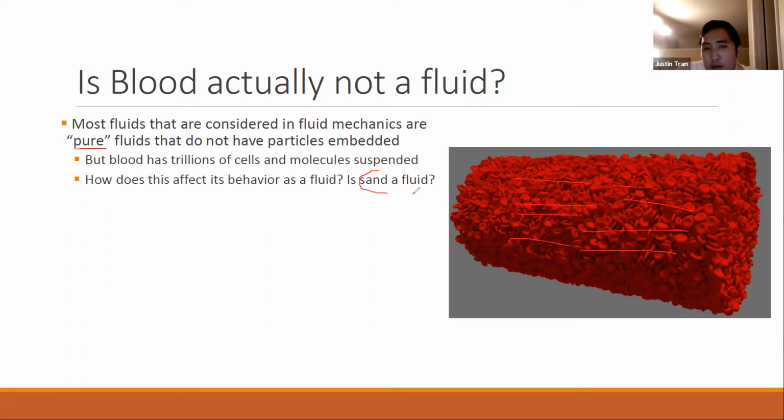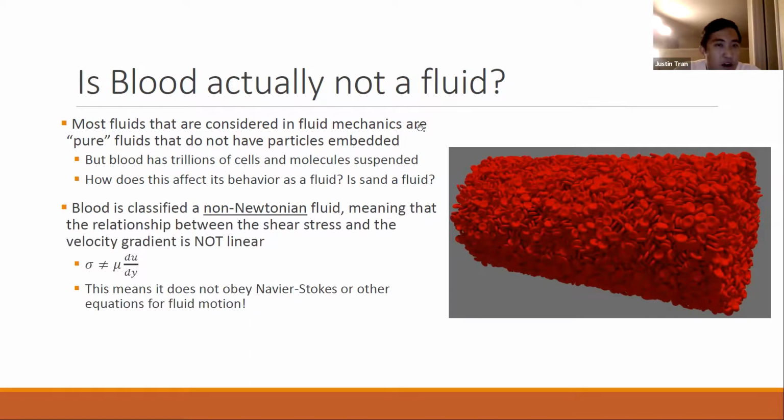Think of sand. Sand is a collection of all these little dirt particulates together. When they're all together, sand acts like a fluid. You can pour sand out into a bucket, but is it fair to say that sand is a fluid? For all intents and purposes, yes, blood can be considered a fluid, but it's a very special kind of fluid called a non-Newtonian fluid.